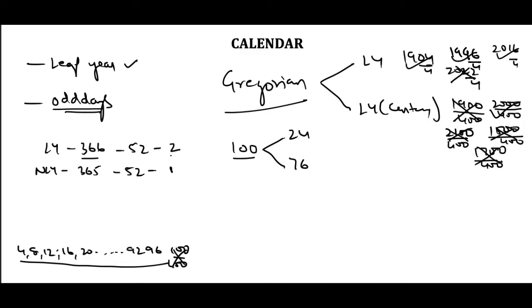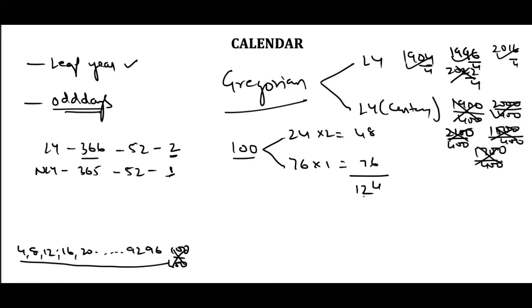Now a leap year consists of 2 odd days, so there are 24 leap years, each consisting of 2 odd days, so that makes 48 odd days. For every non-leap year there is 1 odd day, so we have 76 non-leap years, that makes 76. So 48 plus 76 makes 124.